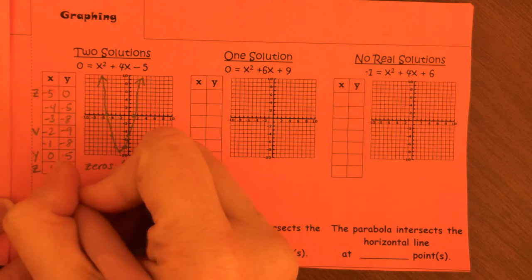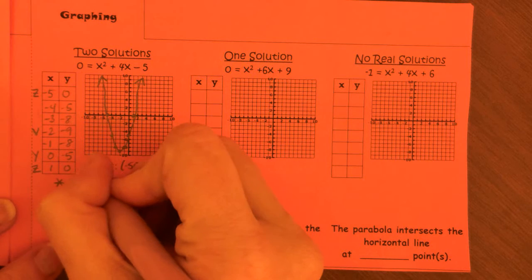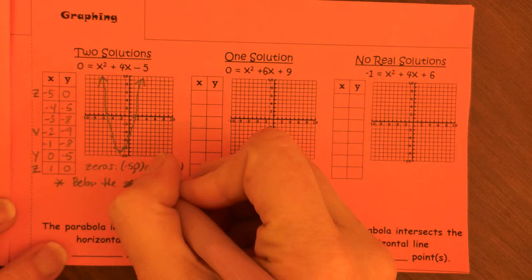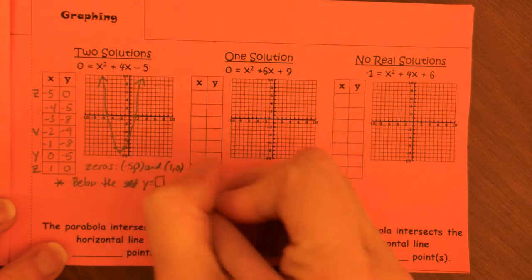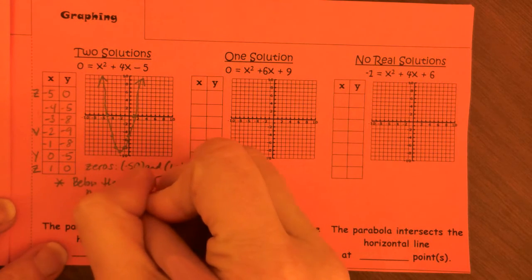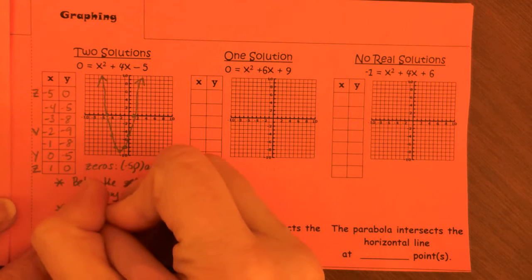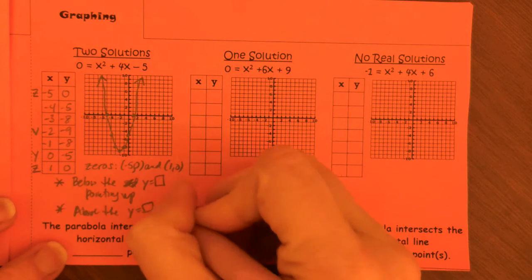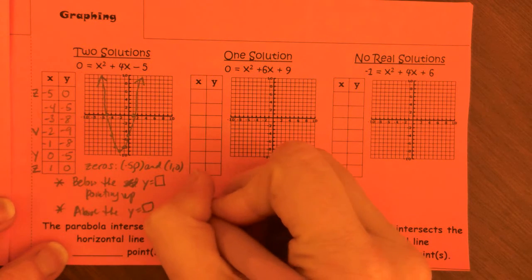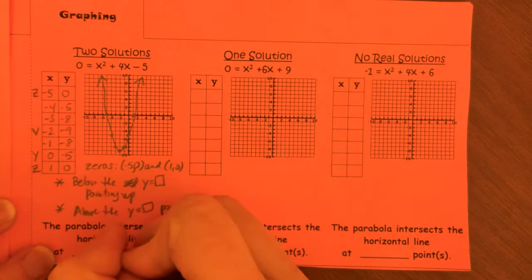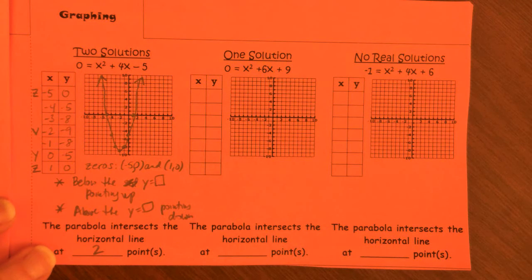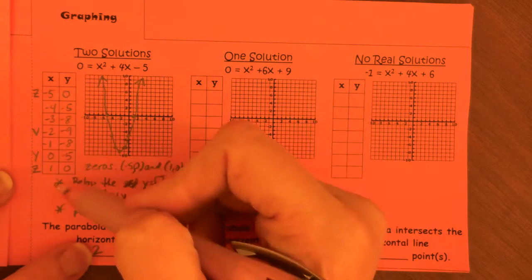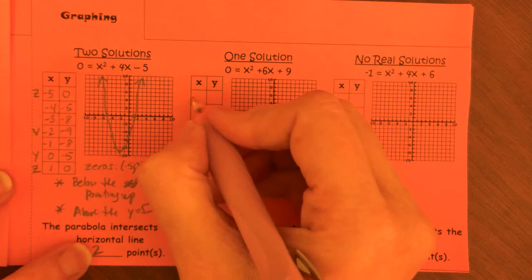So it might be below the y equals line they gave me, pointing up, or it might be above the y equals line, pointing down. And it crosses at two points. So that's two solutions. Now for one solution, let me tell you, all I did was put this in the calculator and I got these values. Same thing, I already did these to save us some time.